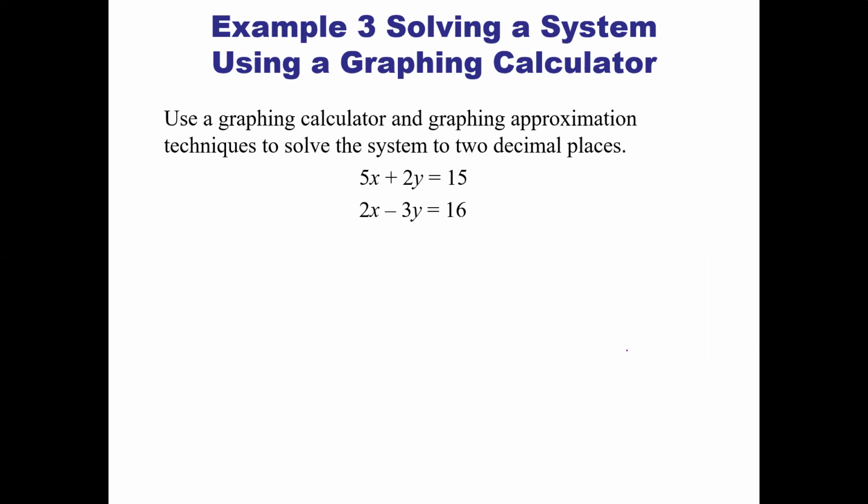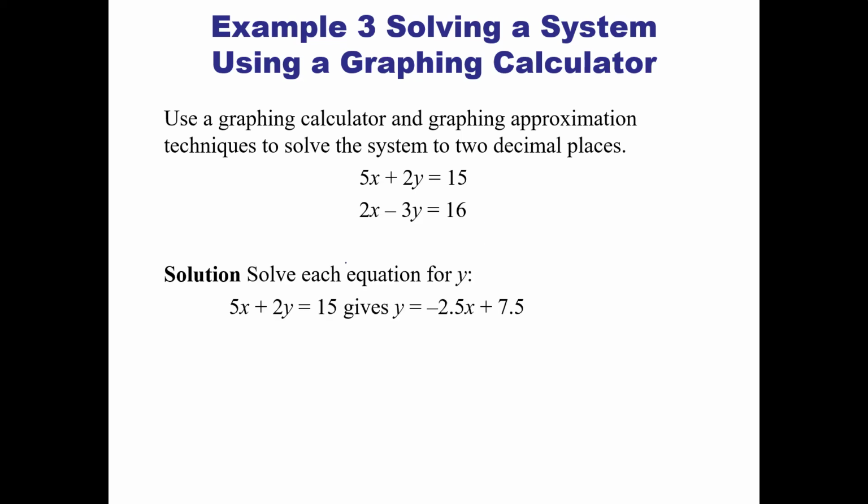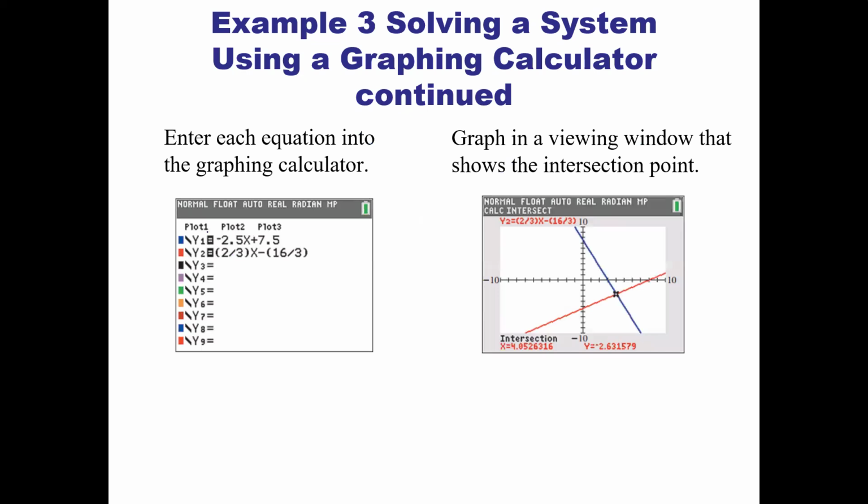All right, so here we're supposed to use a graphing calculator and a graphing approximation technique to solve the system to two decimal places. The key here is you have to use a calculator to be able to get it to two decimal places. So what we're going to do is plug both of those in and solve for y on both of them, because we have to plug that into our calculator in that manner. So we're going to get that one and that. And so we have those two equations. And we plug those into our calculator. So we go up to the y1, plug in the first equation, plug in the second equation, and then we have the two equations.